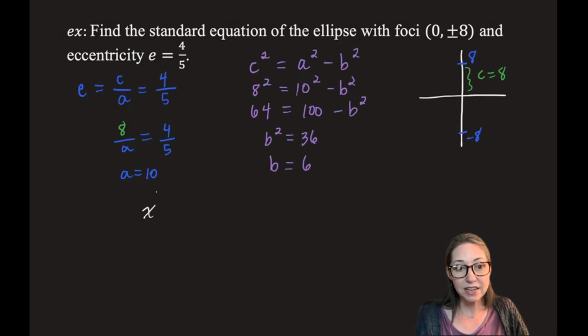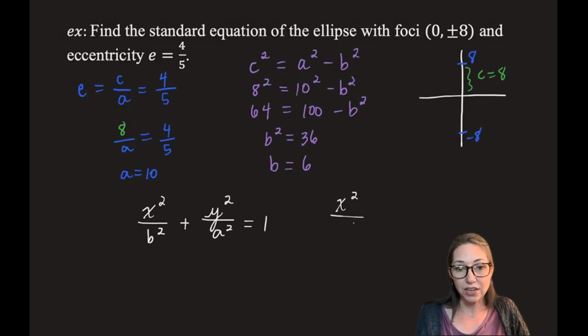Since A is larger, and we know A is vertical, it's going to go under the y squared. Let's just write out the general formula first. The B squared is going to go under the x squared. So x squared over B squared plus y squared over A squared is equal to 1.